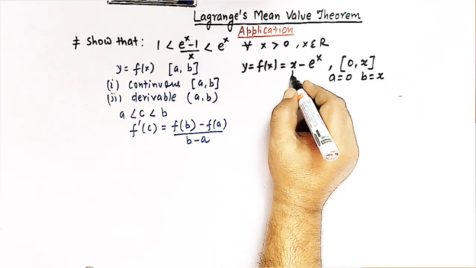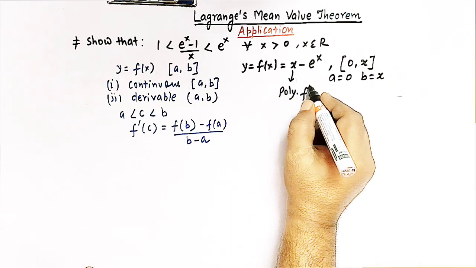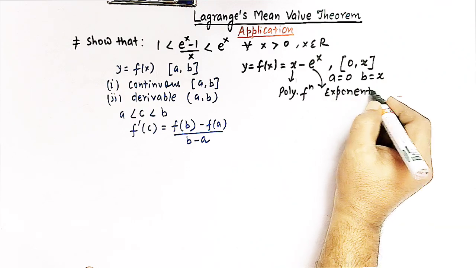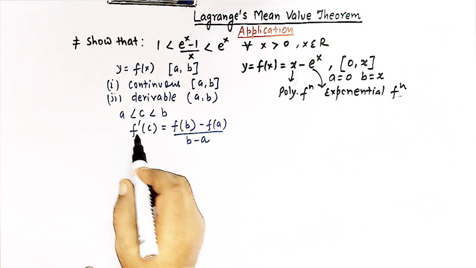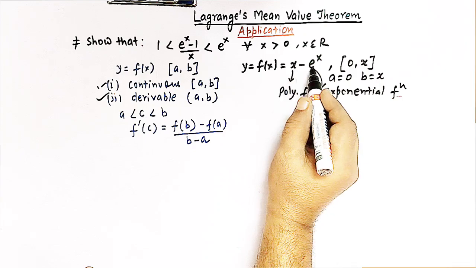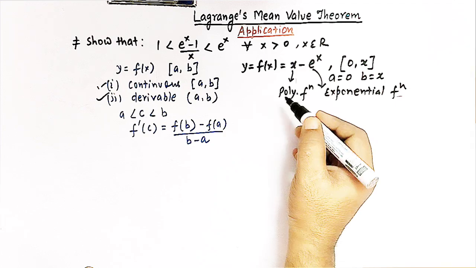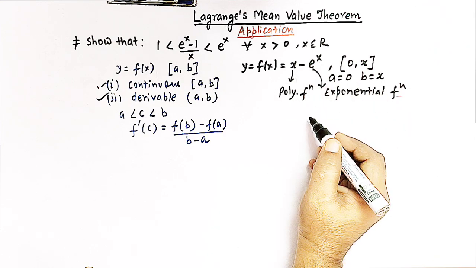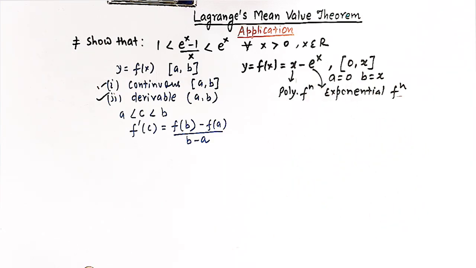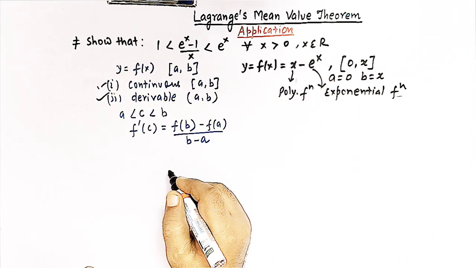Now see, this x is a polynomial function, and e raised to x is our exponential function. So now let us first check these two conditions of Lagrange's mean value theorem. This is the difference of two continuous functions, because a polynomial function is continuous for all values of x belonging to the set of real numbers, and the exponential function is also continuous for all values of x belonging to the set of real numbers.